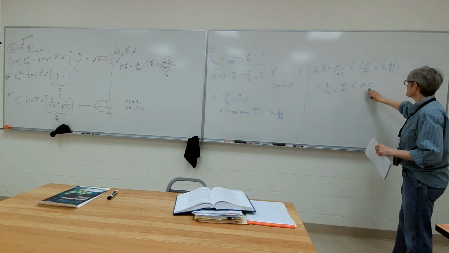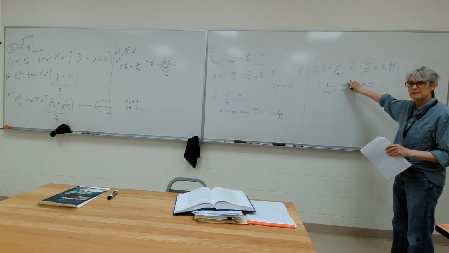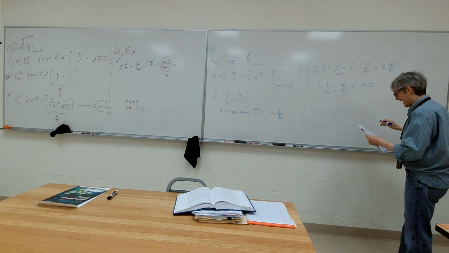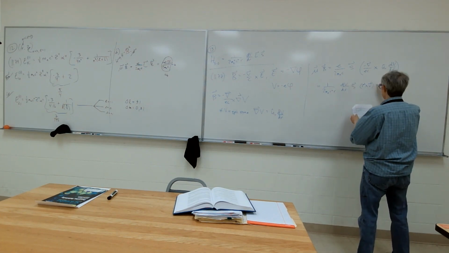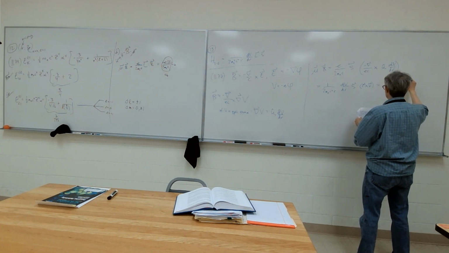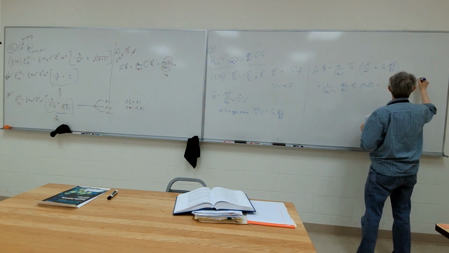You can tell the difference between my little v and my big V, can't you? Sort of. This is my big V. This is my little v. That's 1 over 2 m_e c squared r, dV/dr, S.